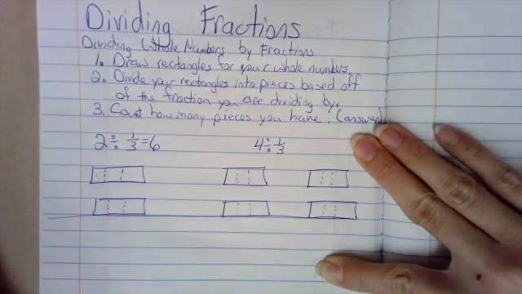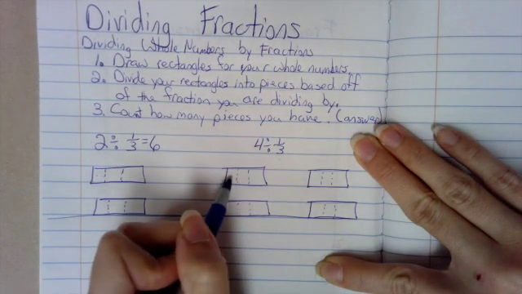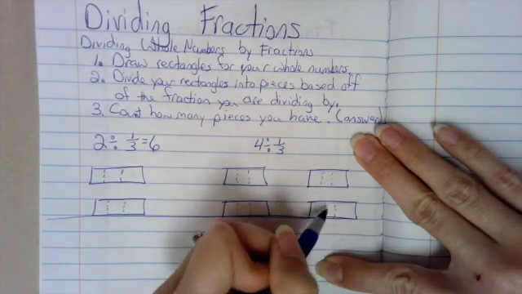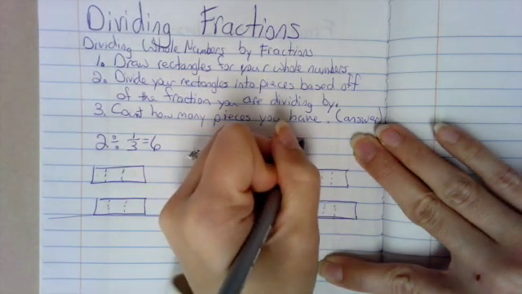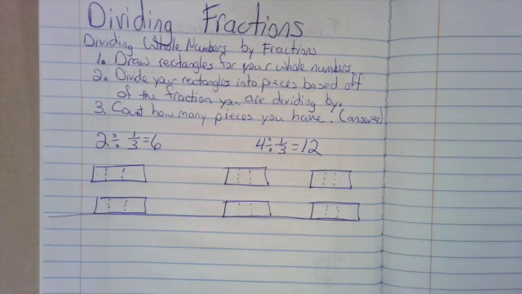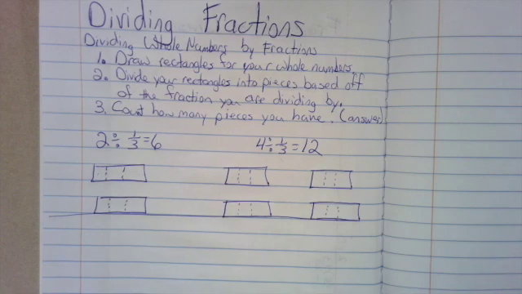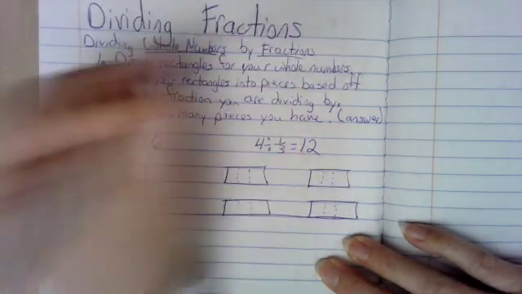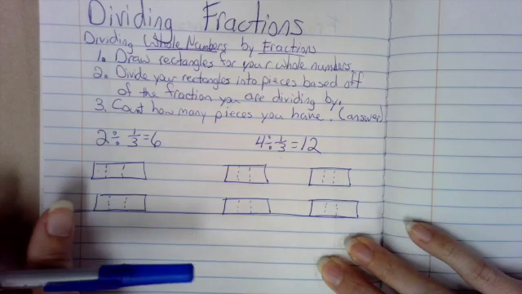Last step, count the pieces. 1, 2, 3, 4, 5, 6, 7, 8, 9, 10, 11, 12. My answer is 12. Now, some of you may have already found a shortcut. We will talk about the shortcut in a few minutes. Now we're going to look at dividing fractions by a whole number. This was a whole number by fractions. Now we're going to look at it in the opposite direction.